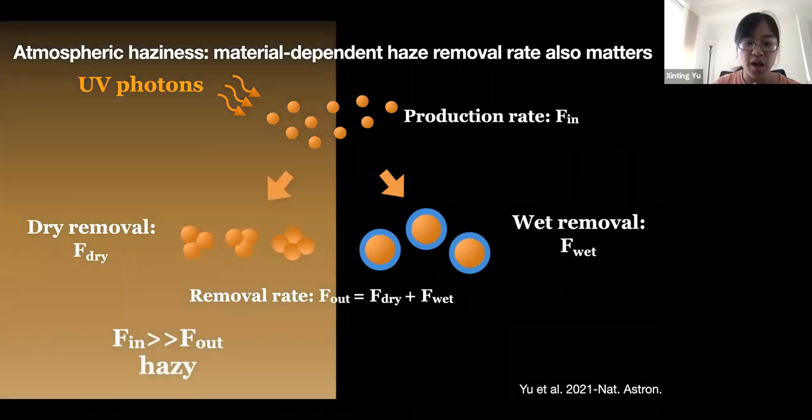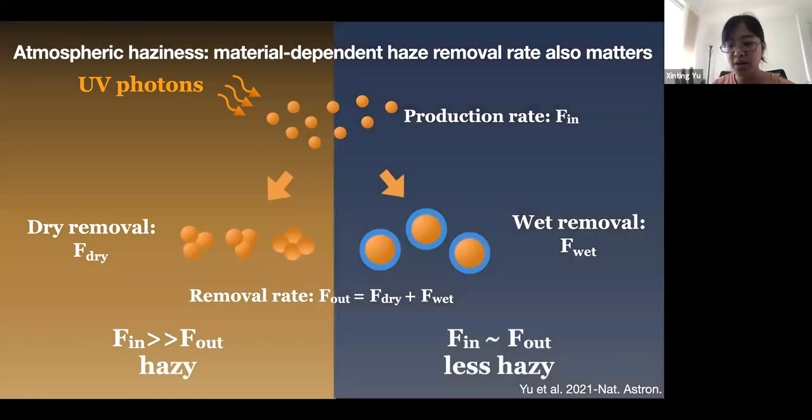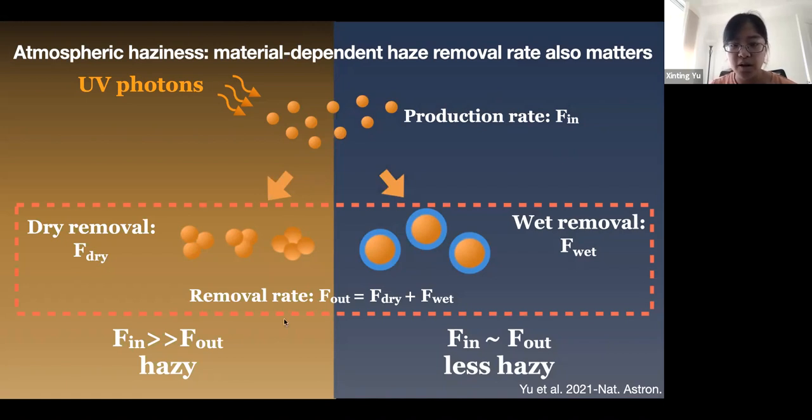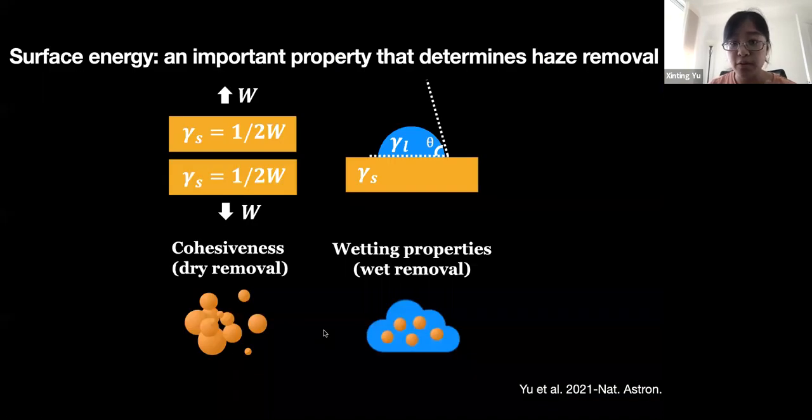So if we have the production rate a lot higher than the removal rate, then we're going to end up having a very hazy atmosphere. While if it's about the same, then we'll say it's less hazy. So removal is really important, on top of production, in determining how hazy an atmosphere can get. But both of these removals are very material dependent. We decided to measure a very important material property that governs this material-dependent removal process, and that's primarily called the surface energy.